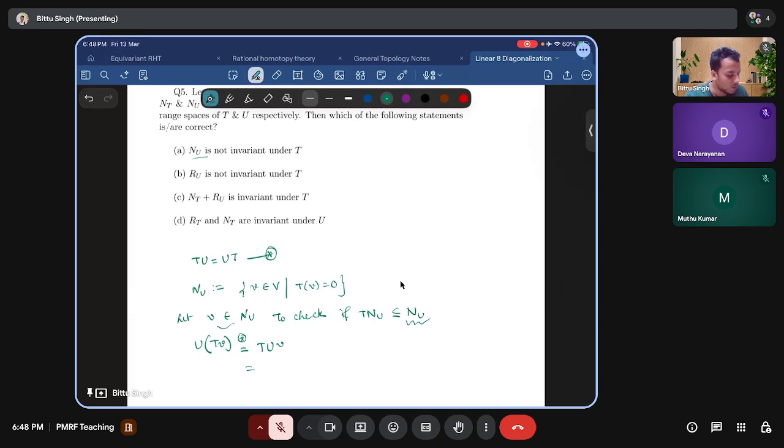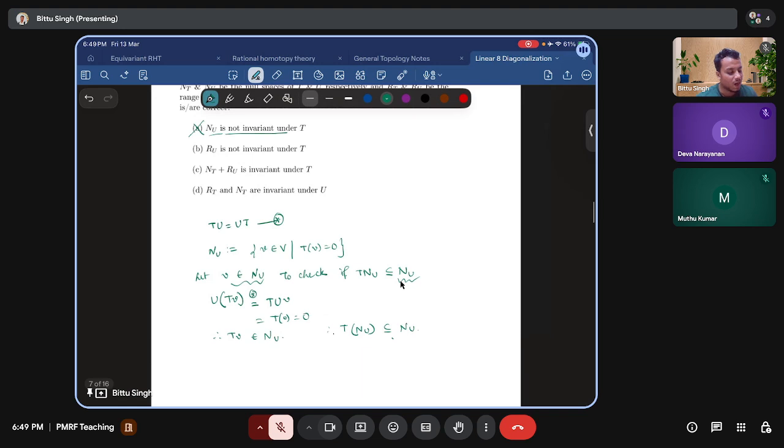But V is coming from the null space of U. Therefore, U times V will give me 0, and T of 0 is 0. From here, it is clear that T applied on V belongs to the null space of U. That is, T of NU is contained in NU. We have applied T on the null space, so this is actually true. Therefore, NU is T invariant actually, so A is false.